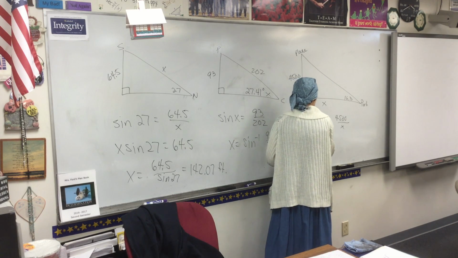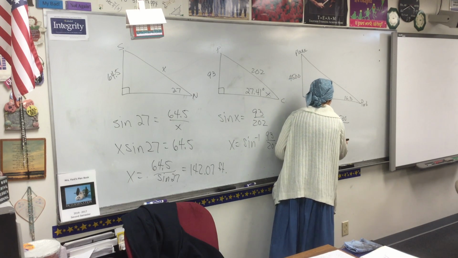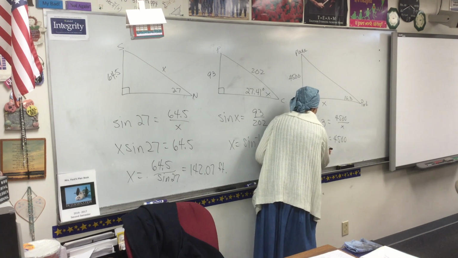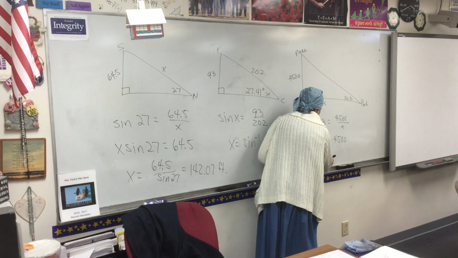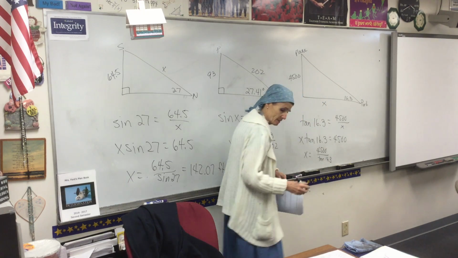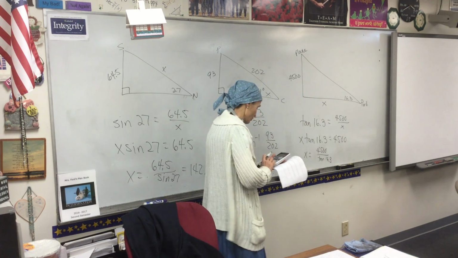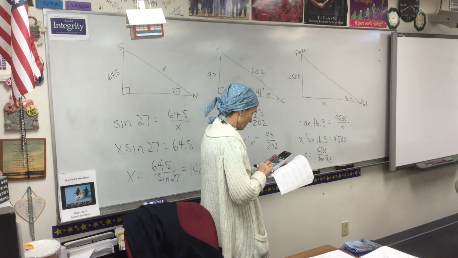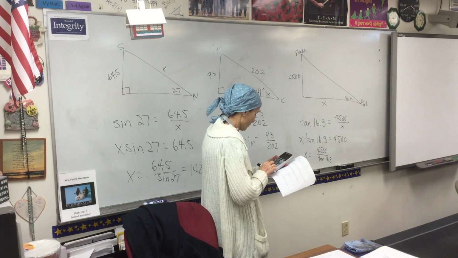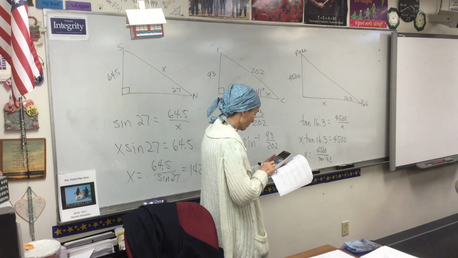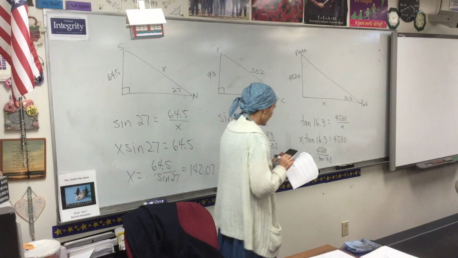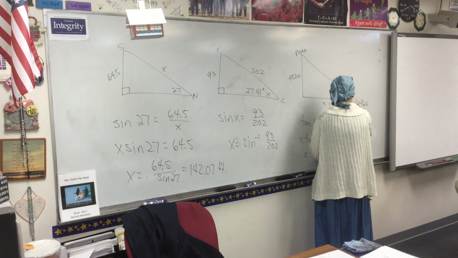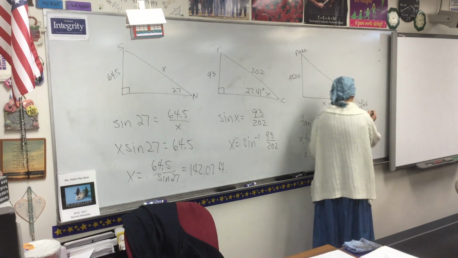x tan 16.3 equals 4,500. And x will equal 4,500 divided by tan 16.3. Probably going to be a large number, but we're not surprised by that because we are talking about an airplane after all. So, 15,388.80 feet.